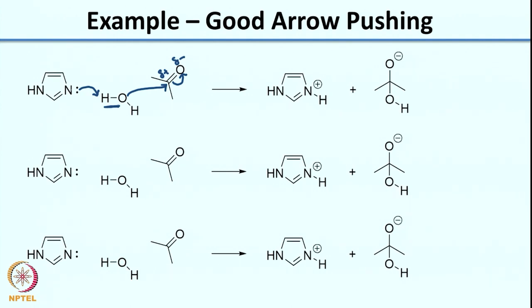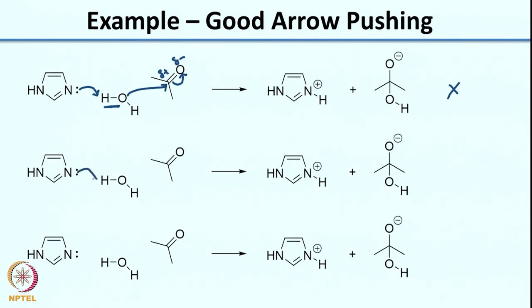You have shown the nitrogen lone pair grabbing the proton. You have also shown the oxygen lone pair going to the electron deficient center. But what is happening here? So this is not a good representation. Let us look at another example.